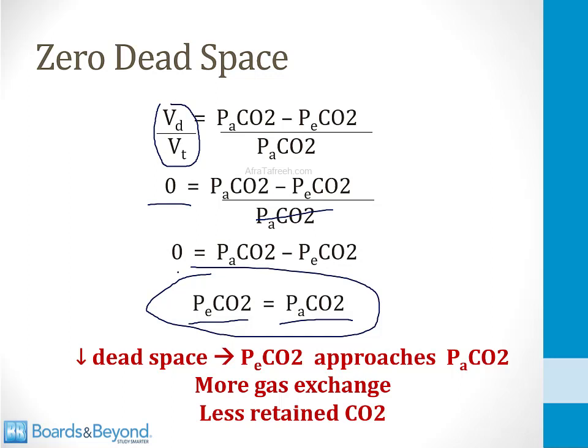And the bottom line, and the point you want to remember for Step 1, is that as we decrease the amount of dead space and get closer to 0, the expired carbon dioxide concentration approaches the arterial concentration of carbon dioxide.